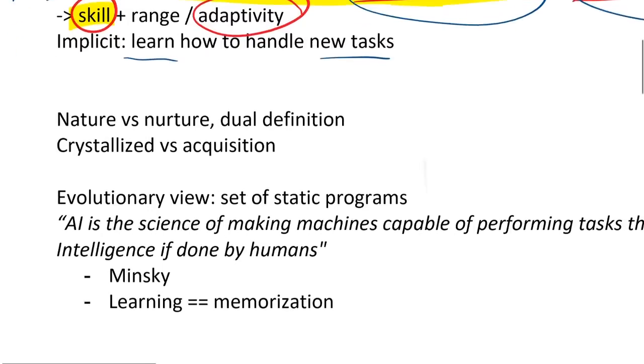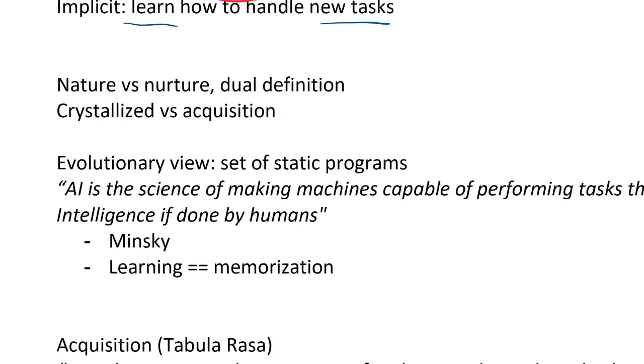He goes into basically two different viewpoints on intelligence, this old nature versus nurture debate, and that refers to two things: crystallized intelligence versus skill acquisition intelligence.